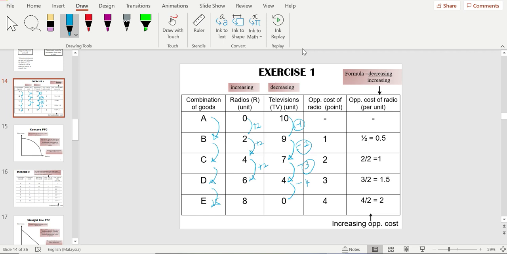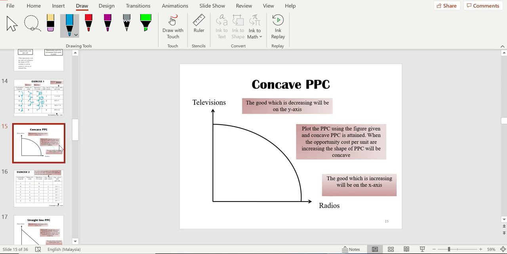So, yang ni tak apa. Abaikan. You tengok kat sini pun cukup dah untuk you. Sebab ini tak ada kaitan dah untuk you. You tak belajar pengiraan. So, inilah yang kita namakan increasing opportunity cost. Sekiranya opportunity cost lepas untuk penghasilan barangan ini meningkat, dia akan menyebabkan rupa dia akan jadi concave macam ni.